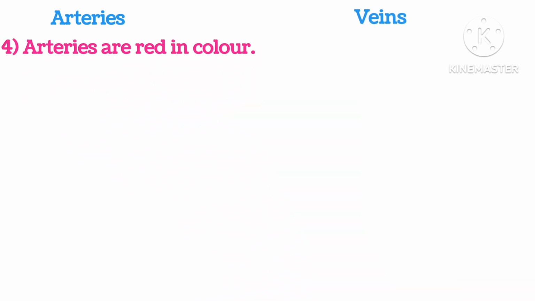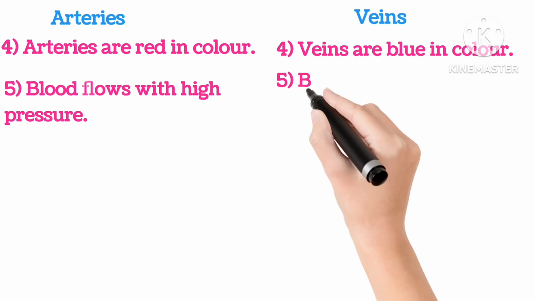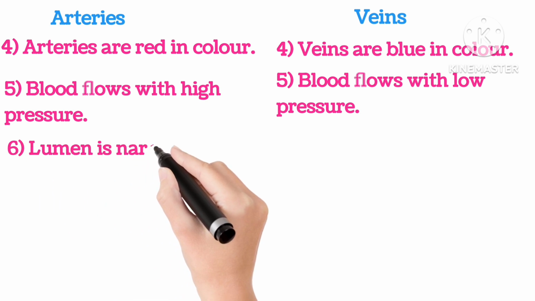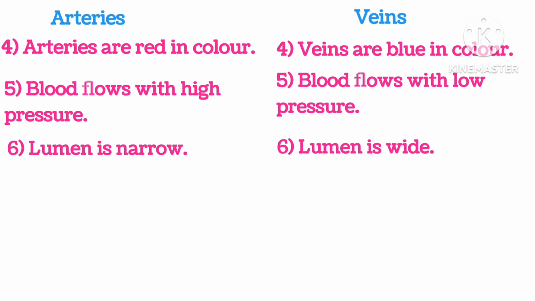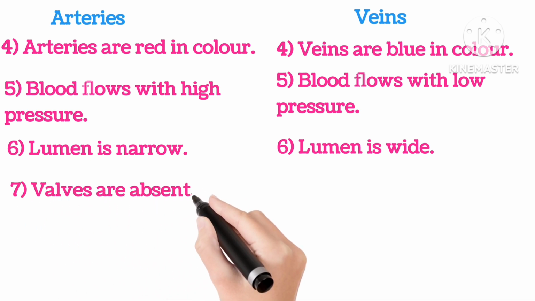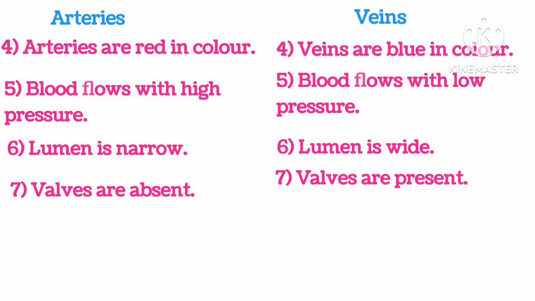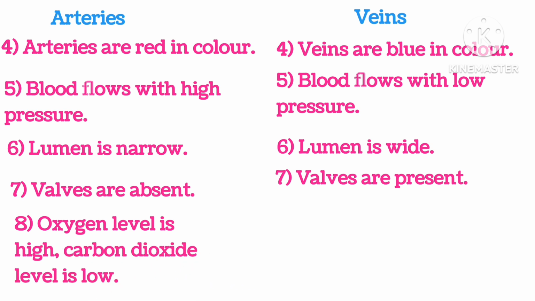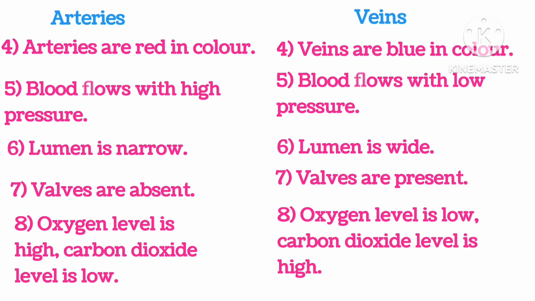Arteries are red in color, veins are blue in color. Blood flows with high pressure in arteries, blood flows with low pressure in veins. Lumen is narrow in arteries, lumen is wide in veins. Walls are absent in arteries, walls are present in veins. Oxygen level is high and carbon dioxide level is low in arteries. In veins, oxygen level is low and carbon dioxide level is high.